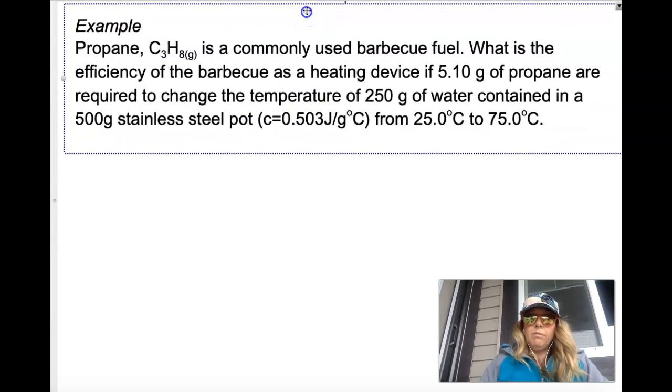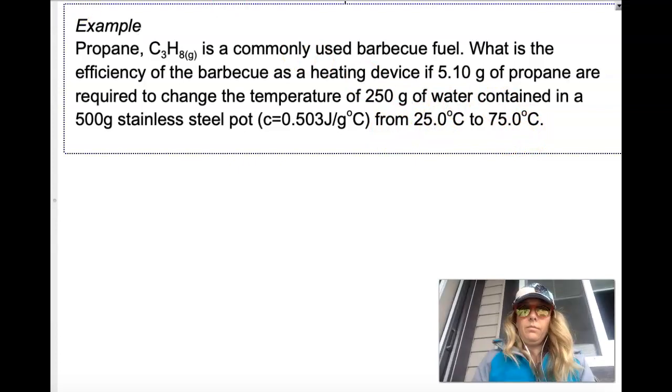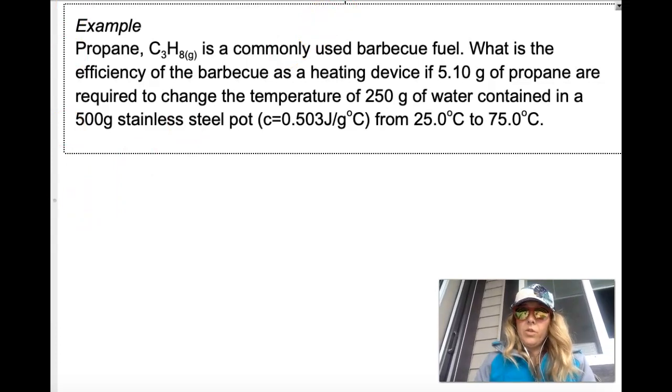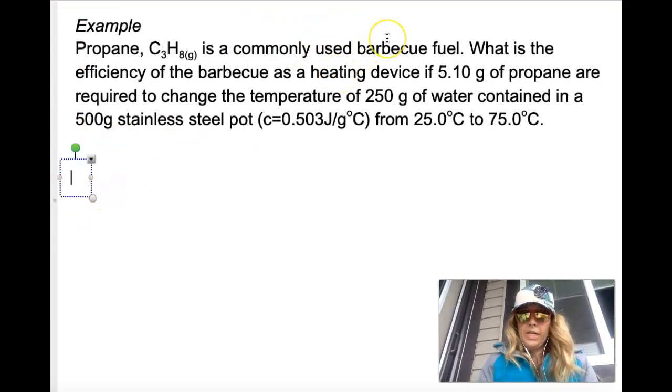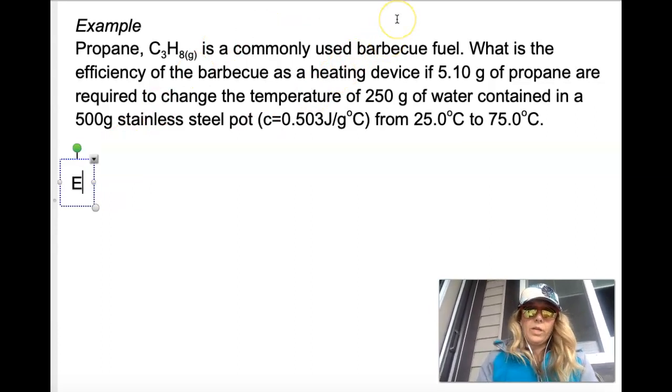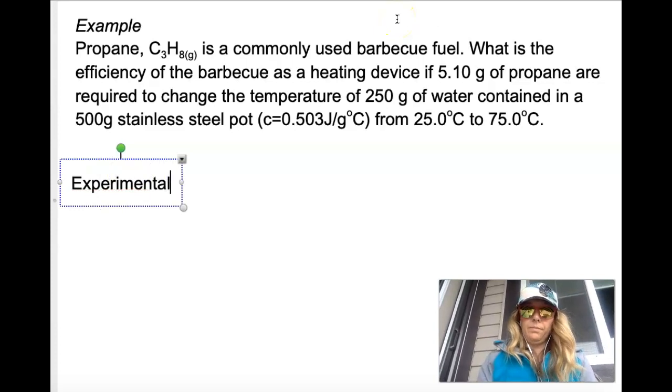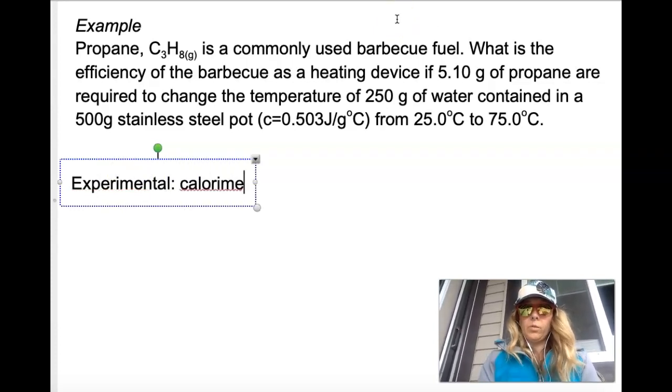So it says propane, which is C3H8, is a commonly used barbecue fuel. What is the efficiency of the barbecue as a heating device if 5.10 grams of propane are required to change the temperature of 250 grams of water contained in a 500 gram stainless steel pot, where they've given us the specific heat capacity, from 25 degrees to 75 degrees? Okay, so we are going to have to calculate two things. We are going to have to calculate the experimental data. Okay, so we're going to have to calculate experimental.